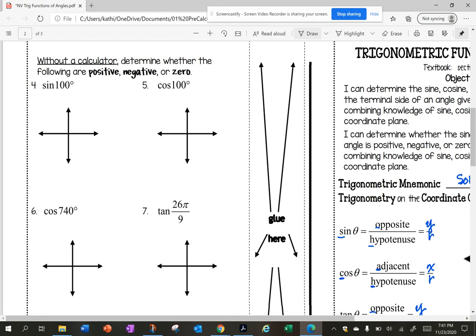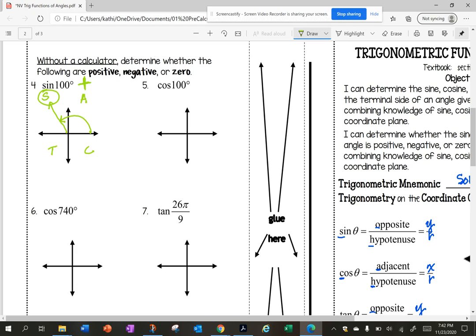Okay, so if I'm taking a look here, sine of 100, without typing this in the calculator, I know 100 degrees is in the second quadrant because it's more than 90 and less than 180. So I am saying to myself, all students take calculus. So S is for sine, it is positive. So I'm going to say sine of 100 degrees is positive.